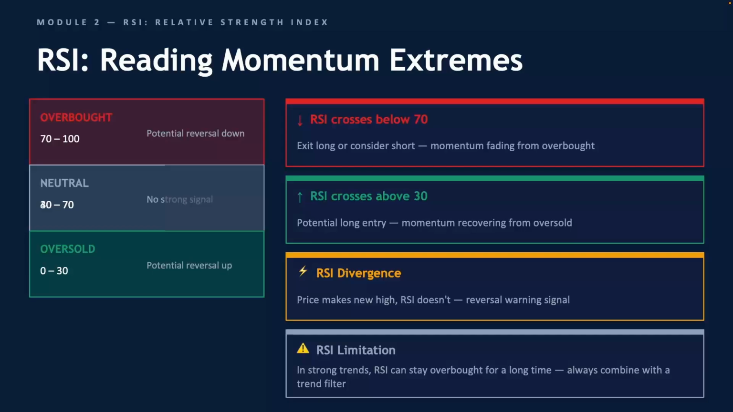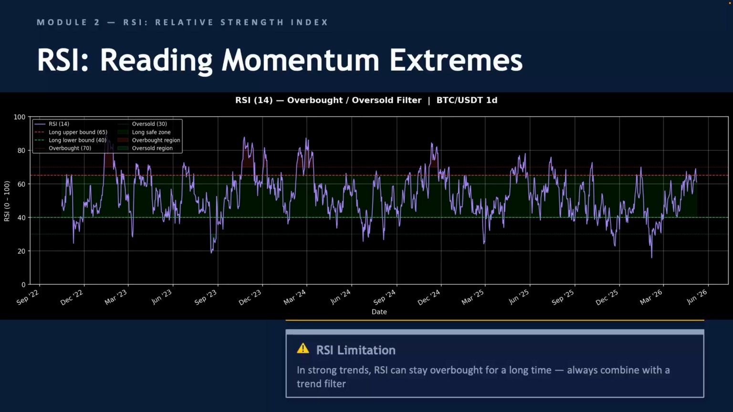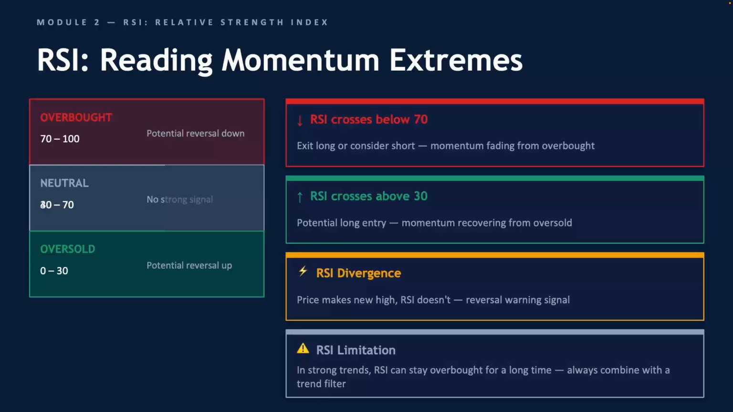There are also conditions where the price makes a new high and the RSI does not. That is referred to as RSI divergence, and it's a potential reversal signal. One important nuance: in a strong uptrend, RSI can stay above 70 for a long time. This is why experienced quants rarely use RSI alone. It works best as a filter combined with a trend indicator like the EMA. For example, only take RSI oversold signals when price is above the 200 EMA.